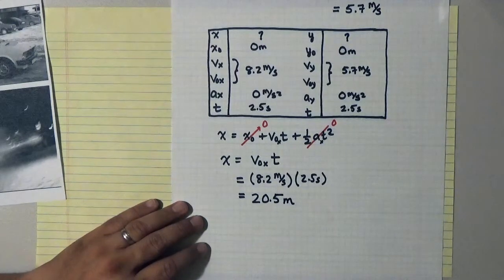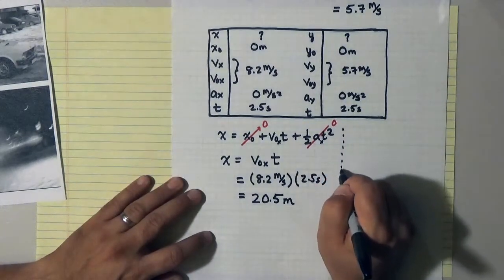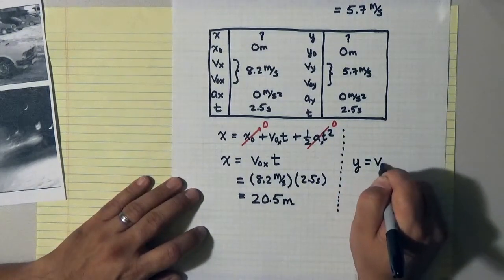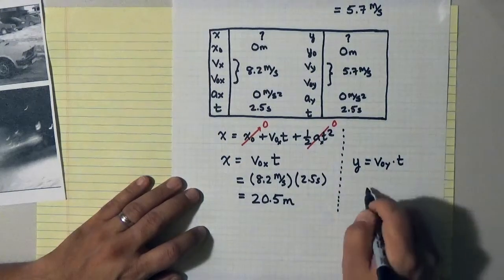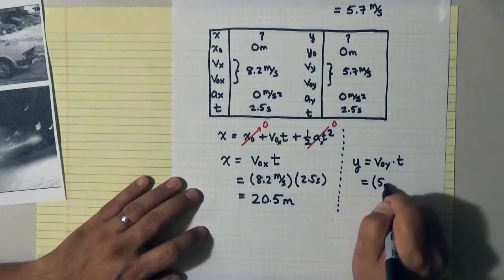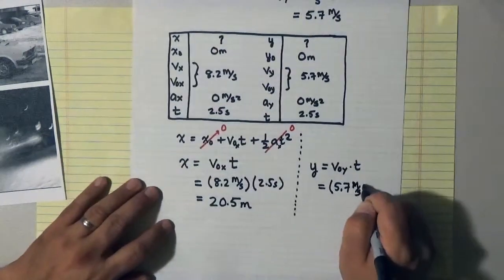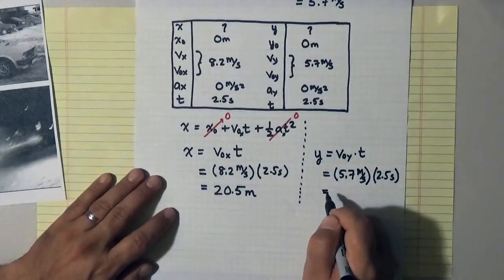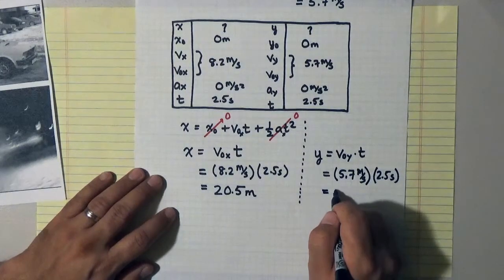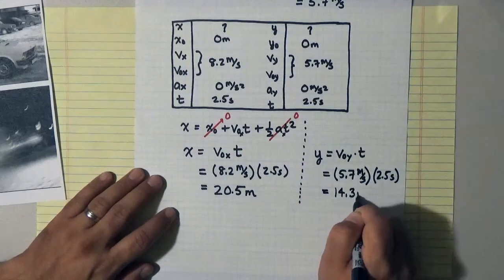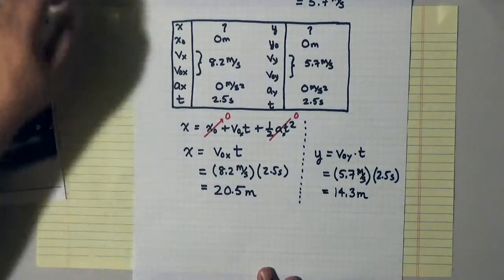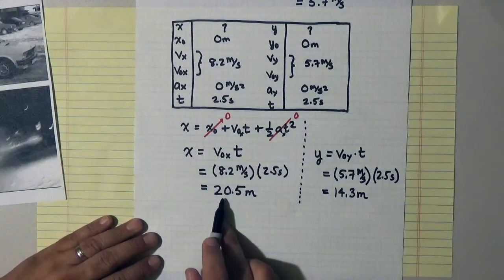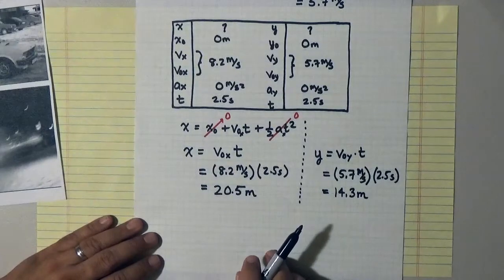meters. Very similarly, in the y direction, there's an equation that will look like y equals v naught y times t, and that is 5.7 meters per second times 2.5 seconds again. If I write that out, I find that I travel in the y direction 14.3 meters. So that is the complete solution to the problem that we were asked to find. That is the total distance I travel in x and the total distance I travel in y.